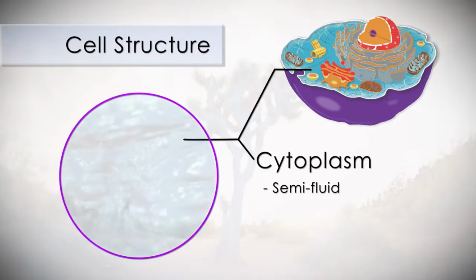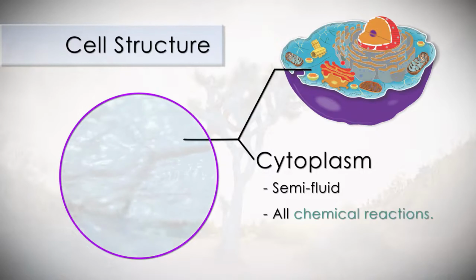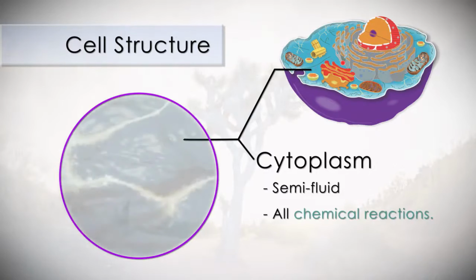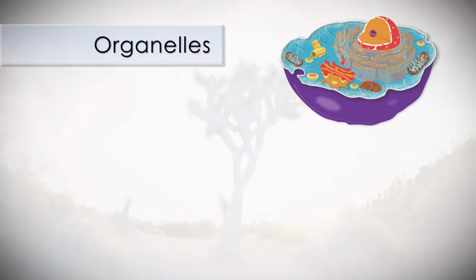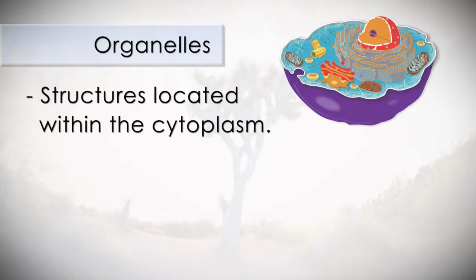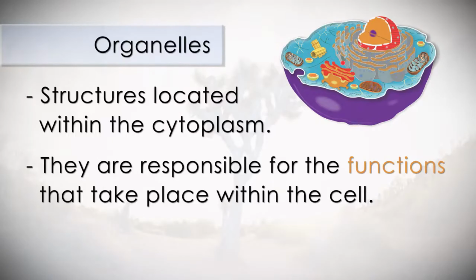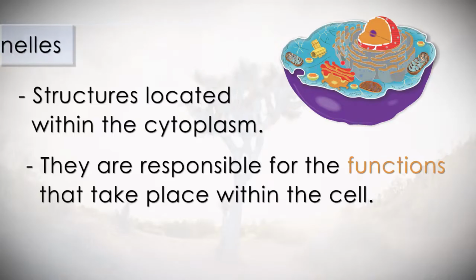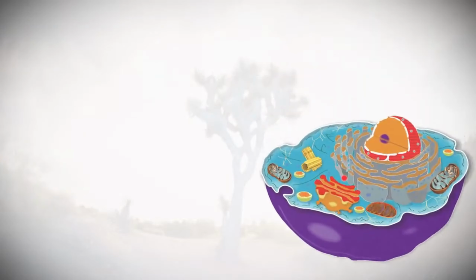Cytoplasm is a semi-fluid inside the cell, like our blood. It is where all chemical reactions take place in the cell. Organelles are structures located within the cytoplasm. The organelles are responsible for the functions that take place within the cell. Here, we'll go over the organelles and describe the role and function of each.